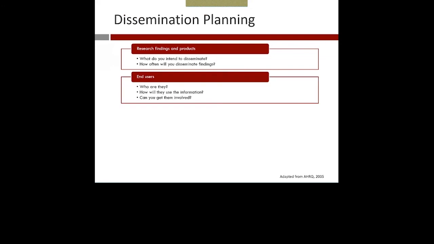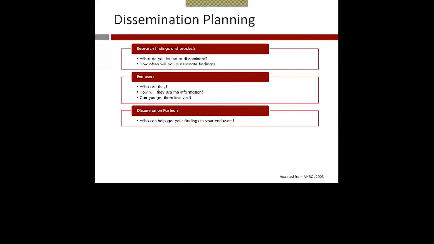You also want to think about your end users. Who are they? How will they use the information? And can you get them involved in the dissemination process early on so they're not just receiving the information at the end, but throughout the project? You also want to think about dissemination partners. So who can help you get your findings to your end users? And this could be other partner organizations, this could be other stakeholders, anyone who can help share your message, your findings, anything that you have, they can help you get it out.